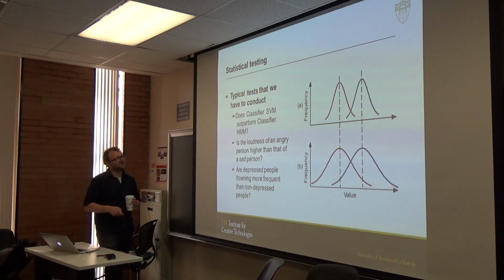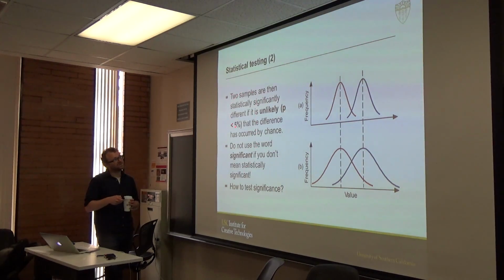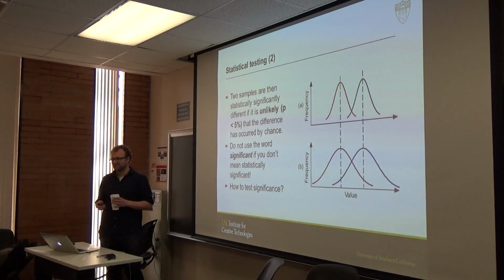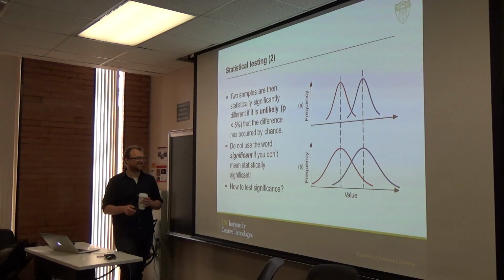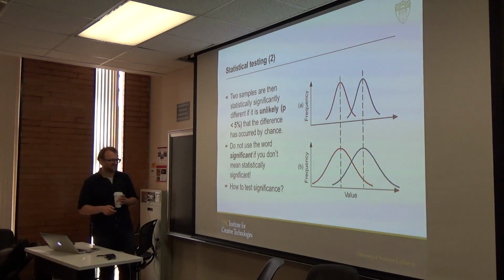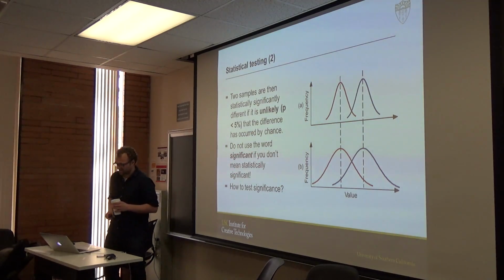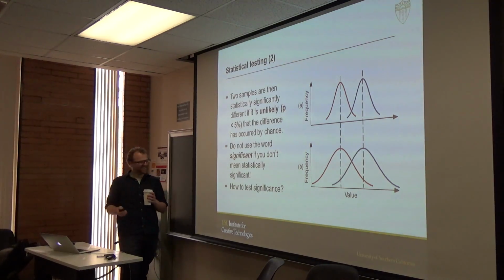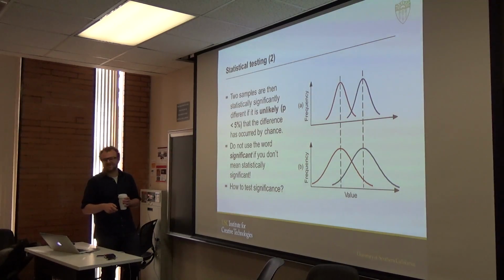And there are other examples of what we want to conduct. So what we want to do is we want to know if two samples, so this is a sample distribution, are statistically significantly different, if the difference that we observe is unlikely to have occurred by chance. And word of caution, we do not use the word significant if we don't mean statistically significant. That's just a convention that I like to keep for scientific papers. You can use other words like tremendous or big league. The difference is big league, but don't use significant.